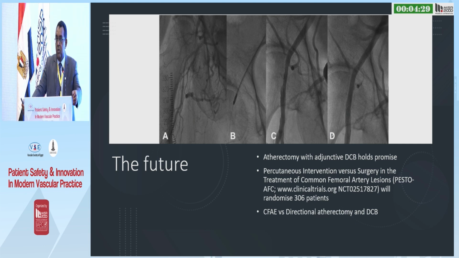Well, what does the future hold? I suspect that directional atherectomy or balloon lithotripsy, with an adjunct of a drug-coated balloon, will improve these early results even more. And there is an ongoing randomized controlled trial now, the PESTO study, whose results we await with interest.